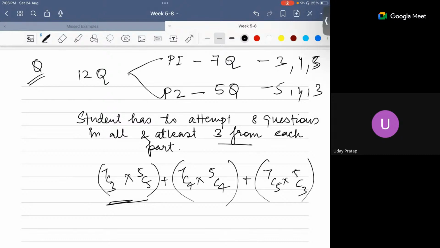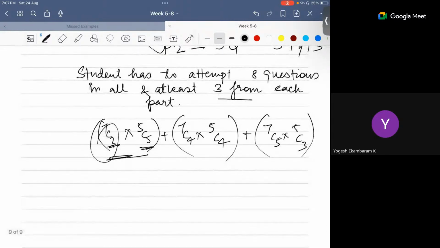So these, sir, are why verses. Why are we multiplying 7C3 by 5C5? Because we have to attempt eight questions altogether, right? Three you have attempted, then five you have attempted from the other part. So altogether you have to attempt eight questions, correct?